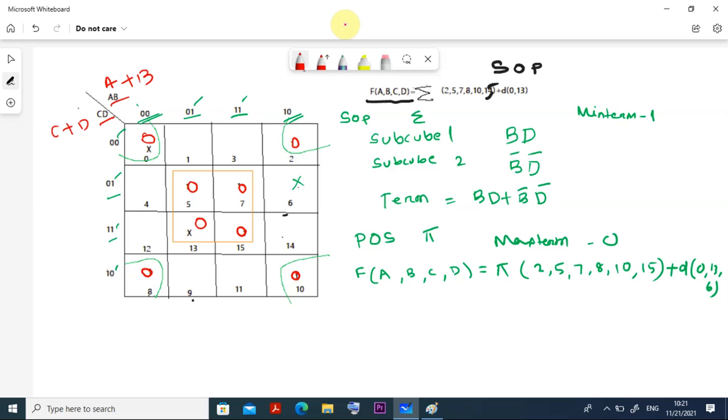And one notation is there. In SOP, suppose I am going for AB, when it is 0 it is complement of A, and when it is 1 it is A. Same is the case of B, it is complement of B and it is only B, right? That was the SOP. But in case of POS it is different. In case of POS, when it is 0 it will be A or B, and when it is 1 it is complement of A or complement of B. These are the only things you have to remember, right? So now I am going for this POS.